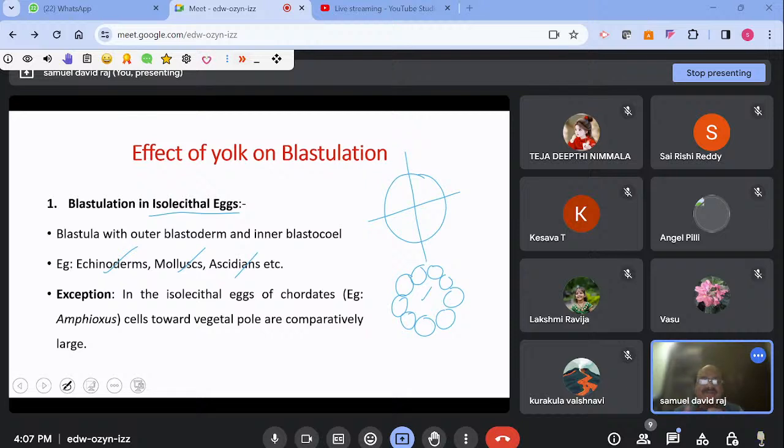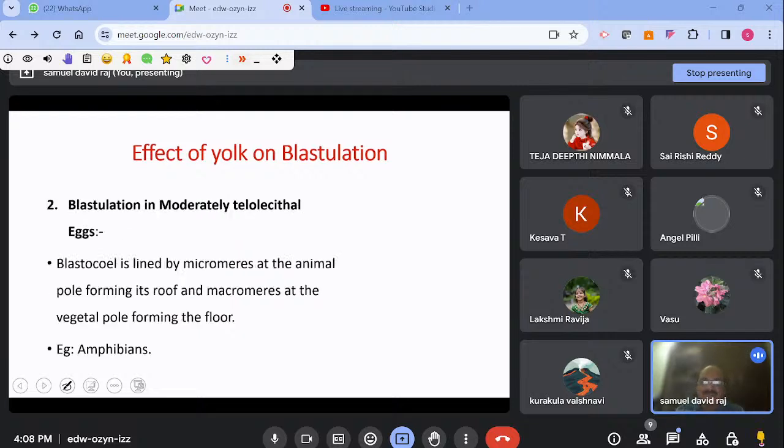There is an exception with respect to the isolecithal eggs of chordates, exemplified by amphioxus. Here, the cells towards the vegetal pole are somewhat larger, not big. We cannot distinguish them as micromeres and macromeres, but when compared with the cells towards the animal pole, the cells towards the vegetal pole are comparatively larger in chordates, exemplified by amphioxus. But in general, all the cells are the same in the blastoderm, which arises from the blastula, which arises from isolecithal eggs.